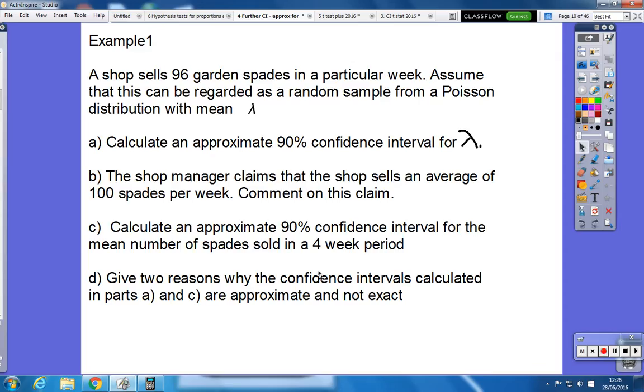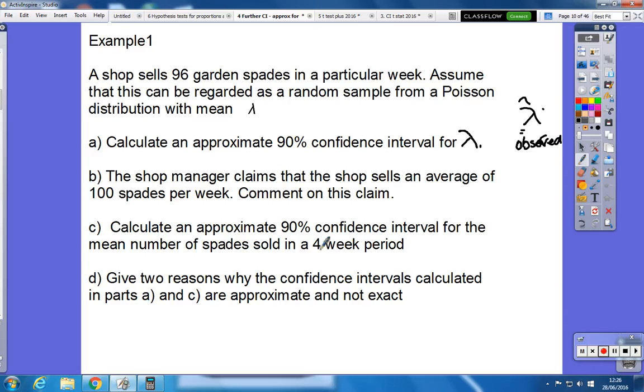So you work out whatever information they give you, whatever you observed is your lambda, your observed lambda, which we sometimes write as lambda hat. So you can only work from what you've observed. You haven't observed lambda in a 4-week period. You've only observed lambda in a 1-week period.